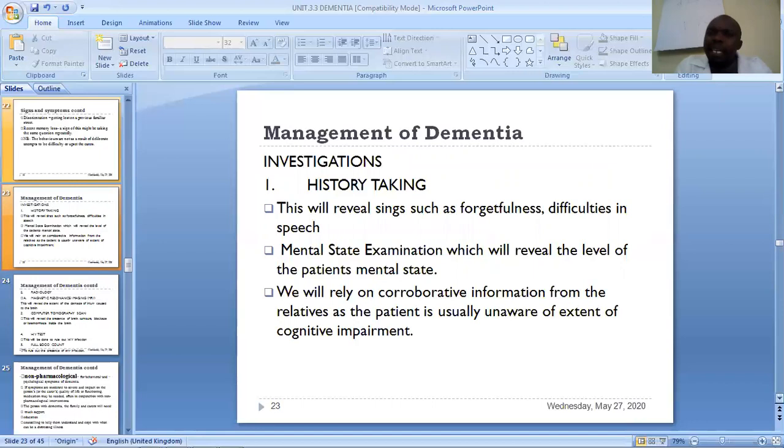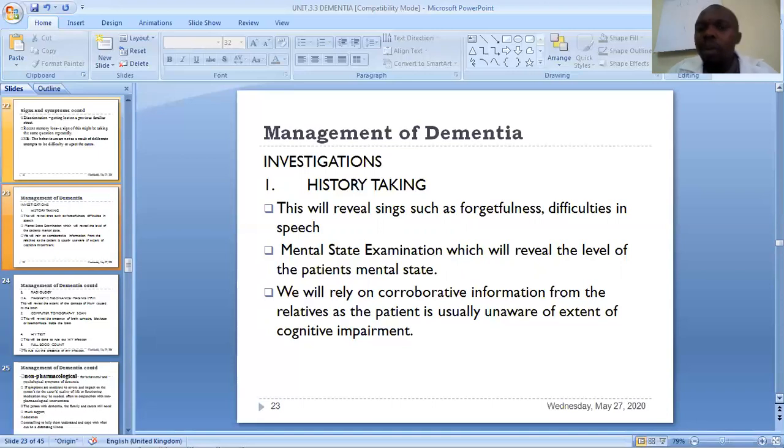Now, let's look at the management of dementia. The first thing is the investigations. How do we investigate dementia in someone? First things first, history taking. This will review signs and symptoms like being forgetful, difficulties in speech, aggressiveness at some moment, and being uncooperative. You can mention any. Then you can go further and do the mental state examination, which will review the level of the patient's mental state.